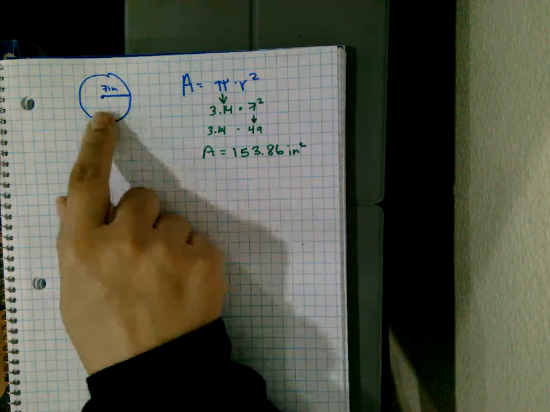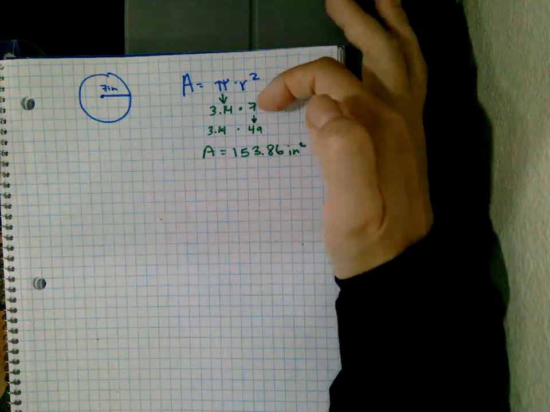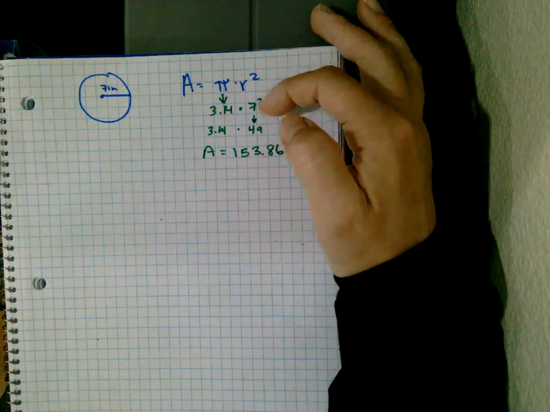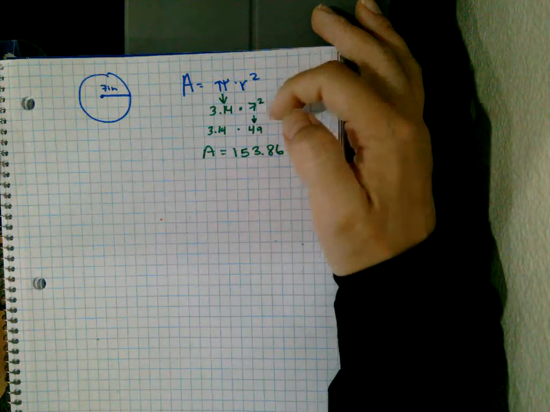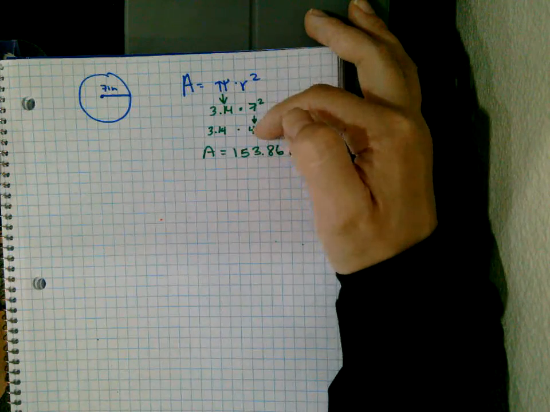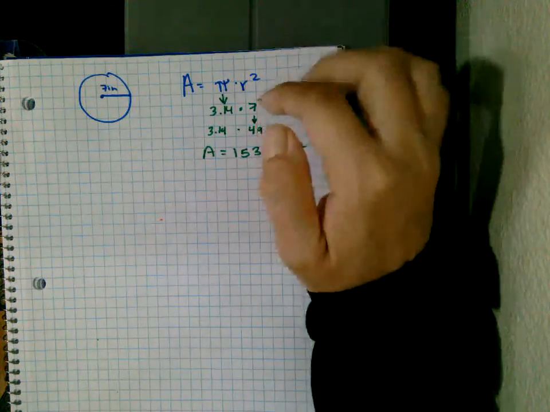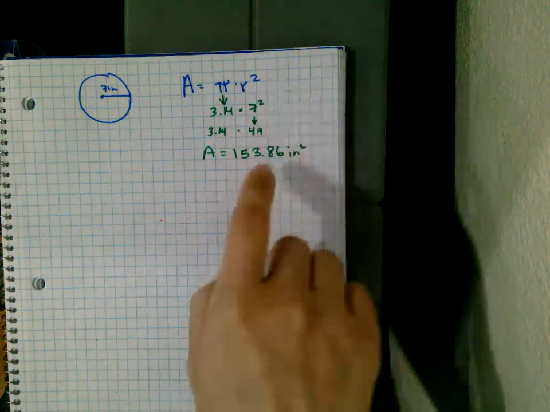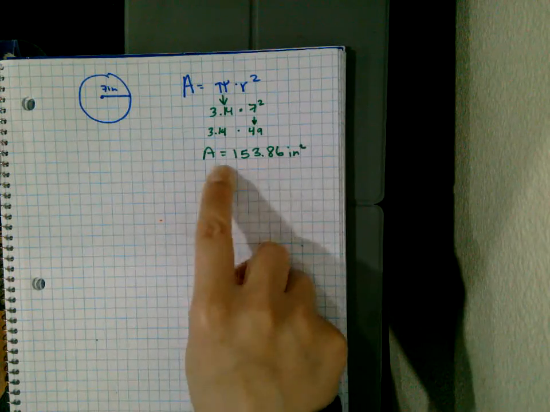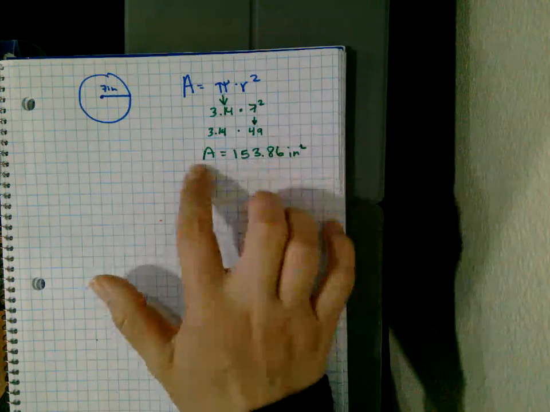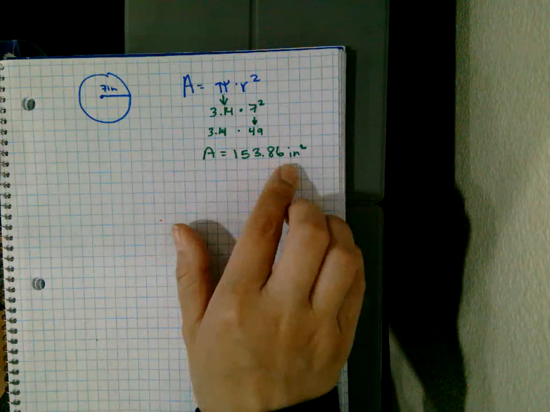Okay, so for this one, the radius is 7 inches, so I plugged in 7, and then I square it, so 7 squared is 49. Make sure you do the square part first. If you don't, you do get a wrong answer. Then we're going to take 3.14 times 49. That you can do in your calculator. And then we get an area of 153.86, and that's it.